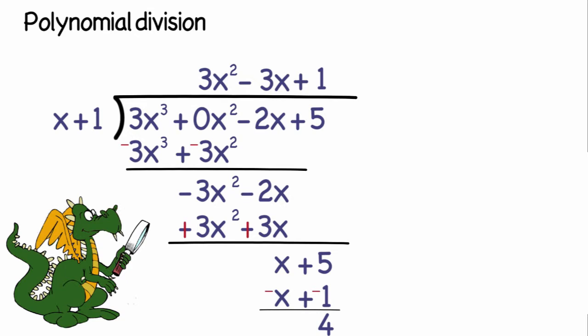So what do I do with my remainder? Just like regular division, when we have a remainder, we often write that as a fraction. So I'm going to add to my answer 4, my remainder, over the number I was dividing by, which in this case was x plus 1. So my final answer is 3x squared minus 3x plus 1 plus 4 over x plus 1. So we saw two things here. First, when I'm missing a term in the number I'm dividing into, I'm going to need a placeholder, which in this case was 0x squared. And the second is that when we have a remainder, we'll be writing that as a fraction.